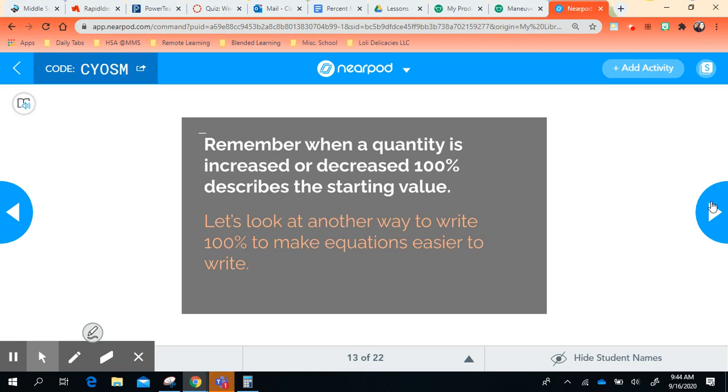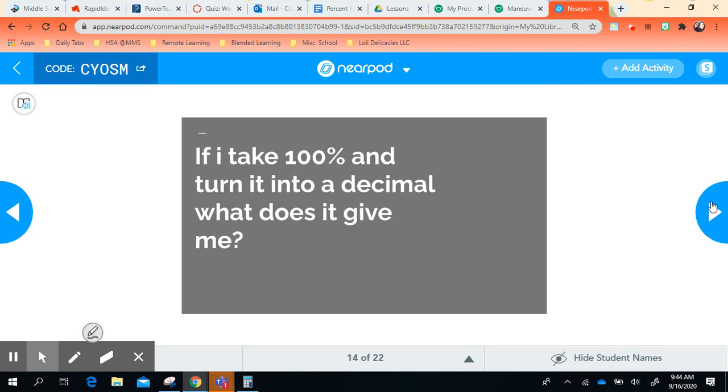So remember, when a quantity is increased or decreased, 100% describes the starting value. Like we've been talking about for the last 2 days, our original amount is always matched up to 100%. Are you ready? So if I take 100% and turn it into a decimal, what do you think it's going to give me? This one should be easy. It's going to give you 1.00, or 1.